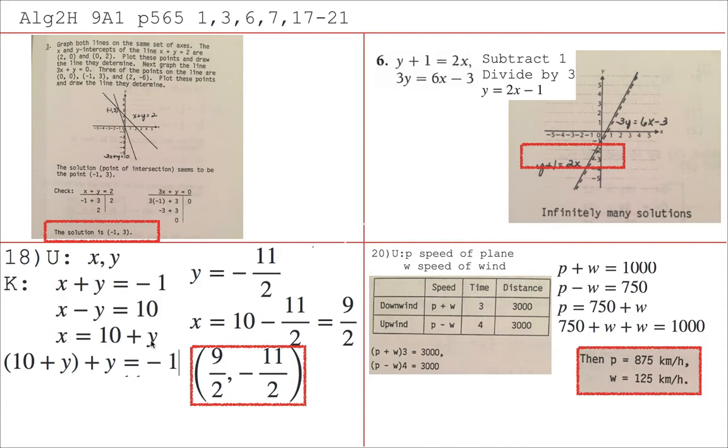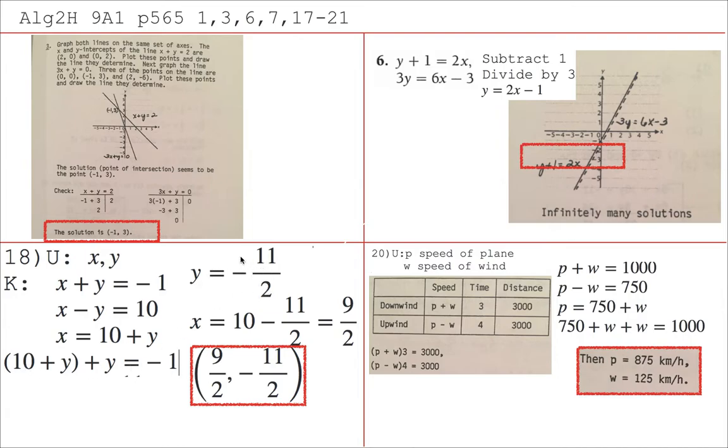I use 10 plus y in the unused equation, which is the top one. So I'll rewrite the top equation again. x plus y equals -1. Instead of writing x, I write what x is equal to, 10 plus y right here. 10 plus y is equal to -1. And when I solve that, I get y is equal to -11/2.